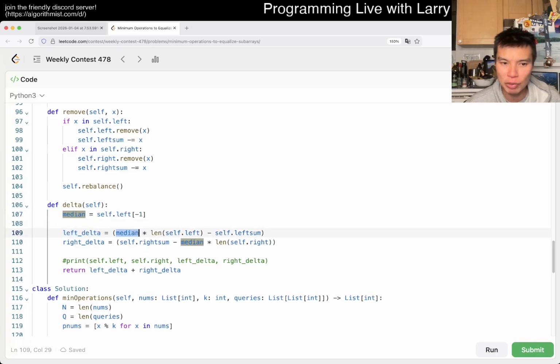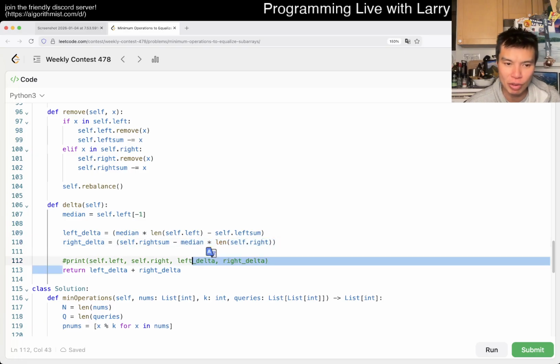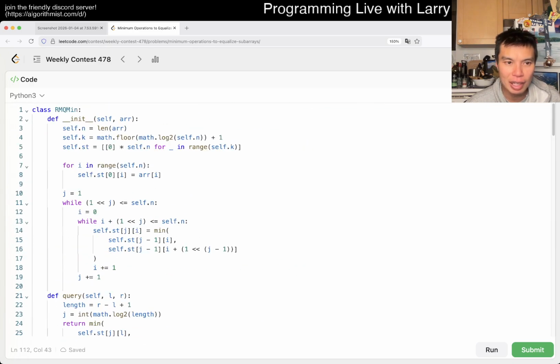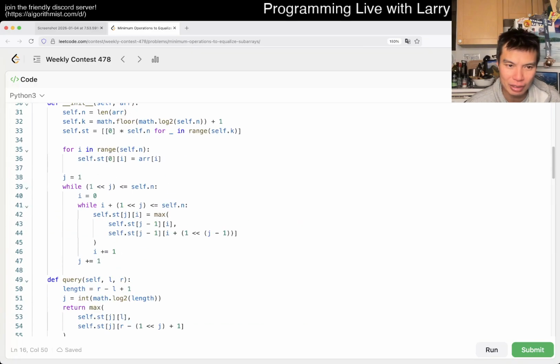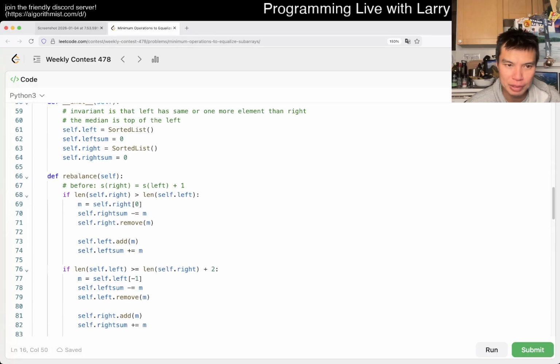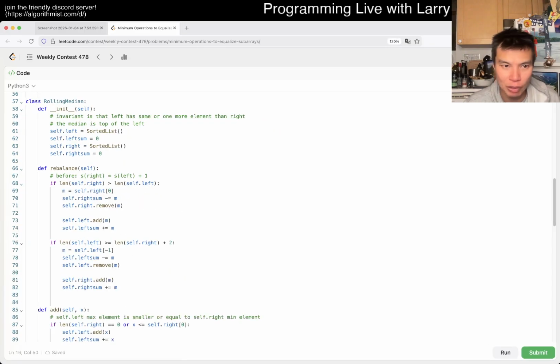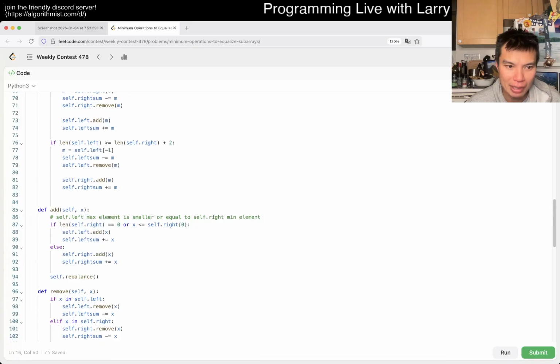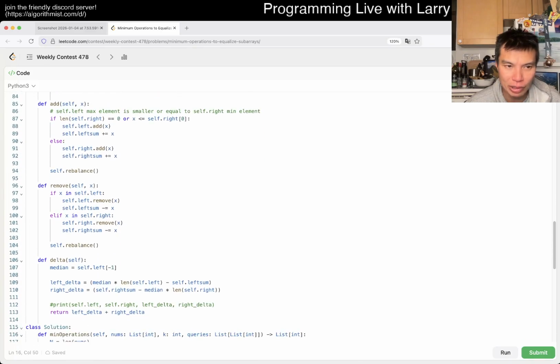The left delta is what we said. We have the median, so we count it by the length and minus the sum. For the right side it is the sum minus the length times the median, and then just return it. And that's it. That's all I have for this one, I think. This I had pre-written, so it is fine. This one I wrote, you can take a look here. Maybe I'll make it slightly smaller for a second so you can see everything in case you're wondering. Rebalance, add and remove, and delta, right?